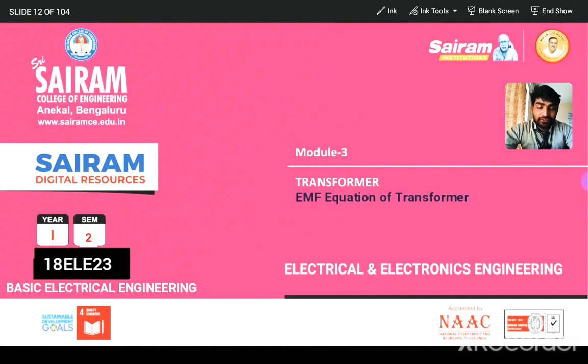You can find that nearby your surroundings there is a core type transformer which converts 11 kilovolts into 415 or 230 volts single phase power supply. So that is the main application of a transformer, right? So we'll now derive the EMF equation of a transformer.